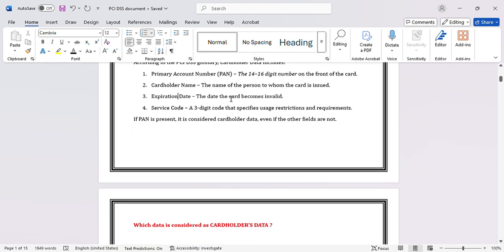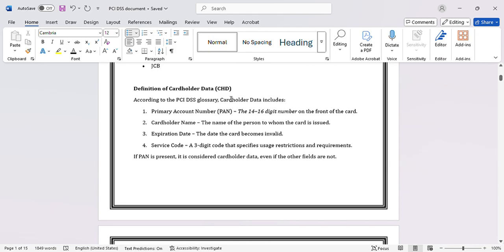But the question is, what is the definition of cardholder data? If I am the owner of a card or you are the owner of a card, then you will be treated as a cardholder. According to the PCI glossary, cardholder data includes the PAN, the primary account number, having 14 to 16 digits on the front of the card, the cardholder's name, the expiry date of the card and the service code. If PAN is present, it is considered cardholder data even if other fields are not. So this point number 1, PAN details, is very mandatory.